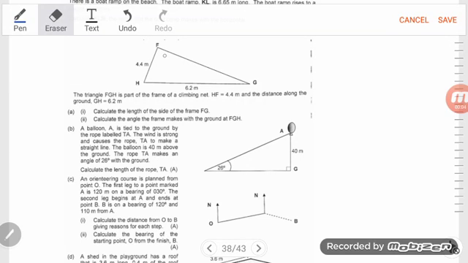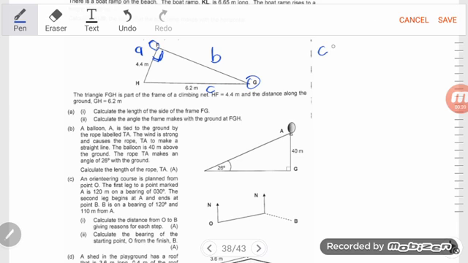Step 1. Label things. If this is the right angle over here, then this is our hypotenuse. Let's say that's A, that's B. Calculate the length of the side of the frame FG. So that's from here to here.